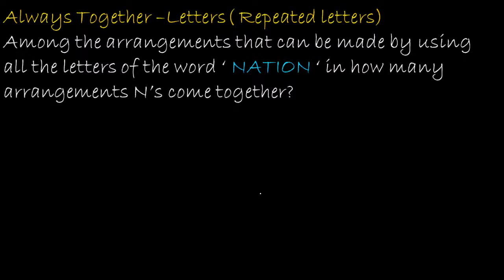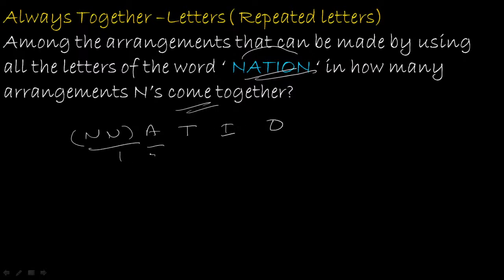Among the arrangements that can be made by using all the letters of the word NATION, in how many arrangements do the N's come together? Here there are 2 N's. Sometimes it may be more than 2; this is based on the given word itself. Here we have to take N as one letter. Taking N as one letter, write down the remaining letters, that is A, T, I, O. So totally we have 1, 2, 3, 4 and 5 letters.